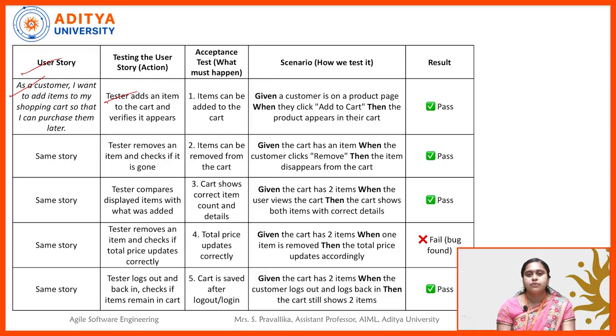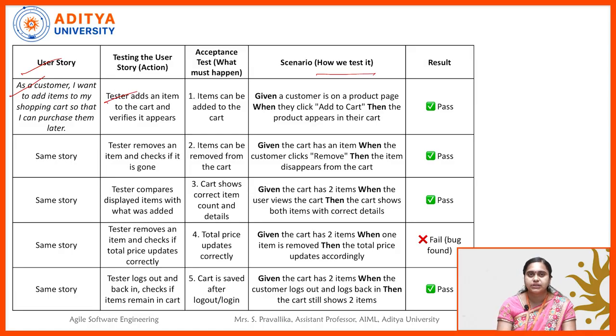So initially, we already know that when we are using an online application, or online app, we are supposed to select one item, and in the next phase, that item is going to appear in our cart. So this process should happen in a correct way. This is what we are going to check in the acceptance test. And what is the scenario? How we can test it is: given the customer is on the product page, when they click on add to cart, then the product appears in their cart.